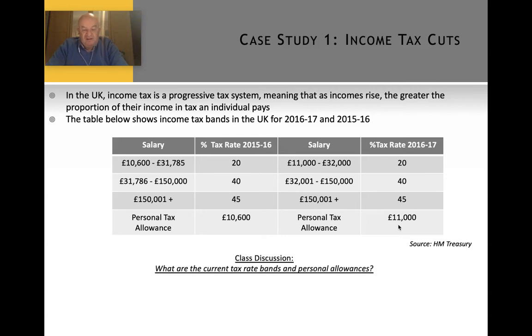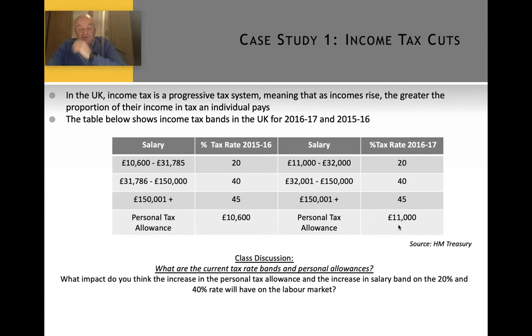I'd like you to go and find out what the current tax rate bands and personal allowances are, because they are changing on a fairly regular basis. As I mentioned, the personal tax allowance at the moment is £12,500, so you can earn £12,500 before you pay any tax. But go and take a look at the bands. The tax rates haven't changed, they're still 20, 40, and 45 percent, but certainly the bands between which those rates are applicable have.